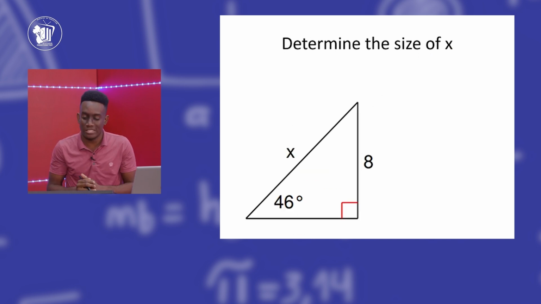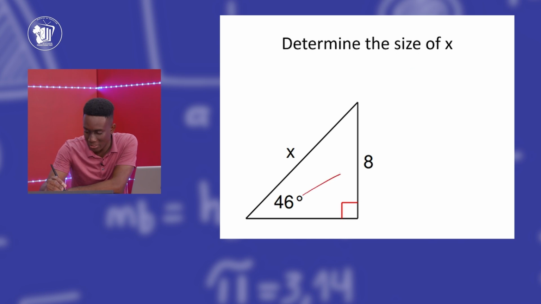So let's look at another example. In this example, let's label the side opposite the angle that we're given. In this case, we are given 46 degrees, so the side opposite that will be named the opposite. And the side opposite the right angle would be the longest side, which is the hypotenuse. And the remaining side would be the adjacent side.